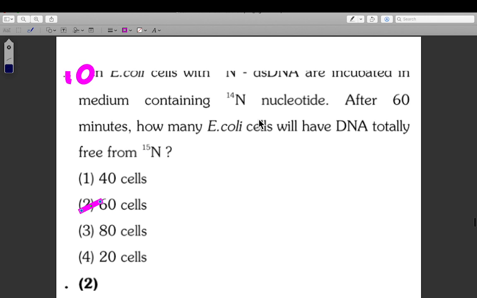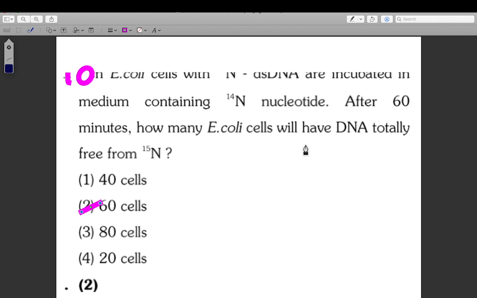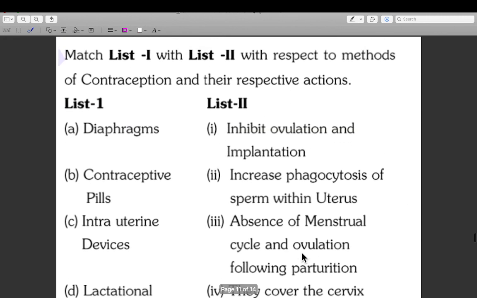So this is again theoretical, but at the same time you can see that there is a little bit of maths involved. 10 E. coli and 60 minutes. So you have to know the generation time of E. coli, how much time is taken. Only if you know that will you be able to answer this question. So again, that is theoretical knowledge that you must have to be able to answer this. This is a little bit of a difficult question considering it's bio, because it needs theory as well as conceptual understanding to answer this. Right, let's go on to the next thing.